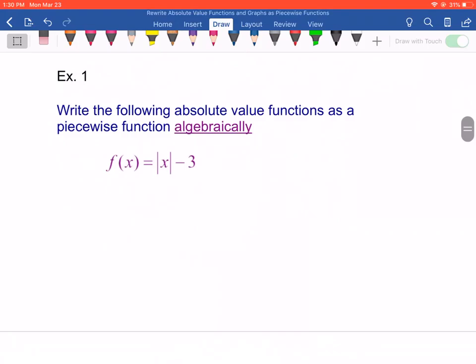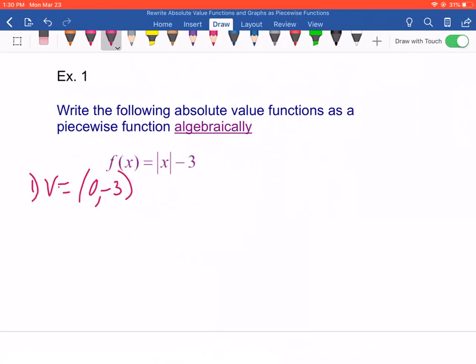Either way. All right, so for examples number 1 through 4, the directions ask us to write the following absolute value functions as a piecewise function algebraically. So sticking with our process from above, the first thing that I want to do is identify the vertex. The vertex here on this function is 0, -3.